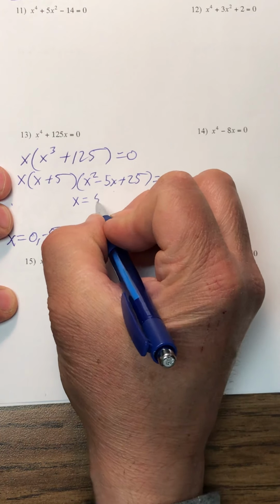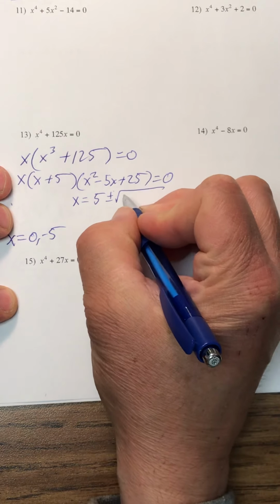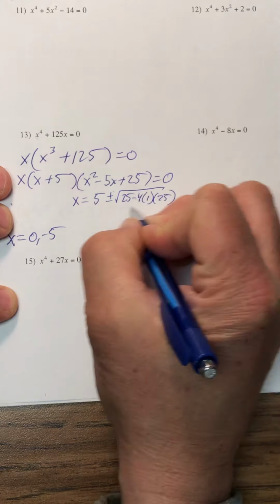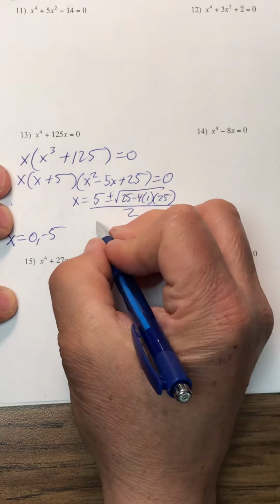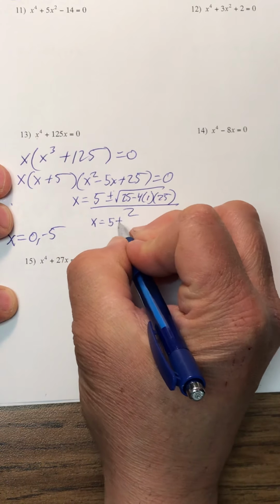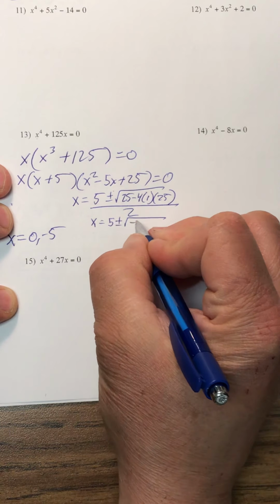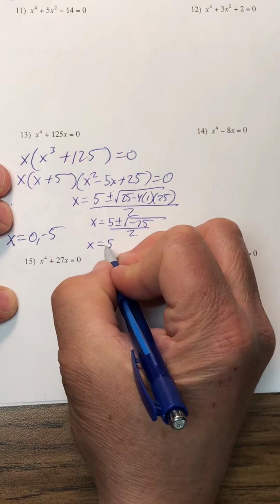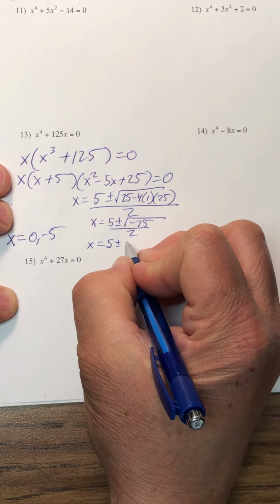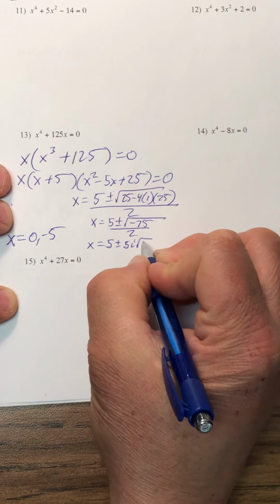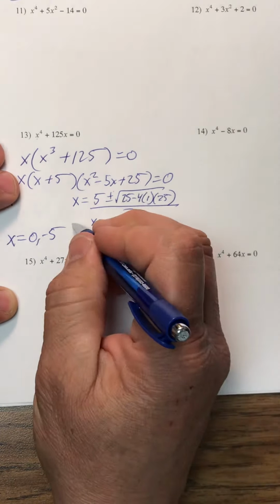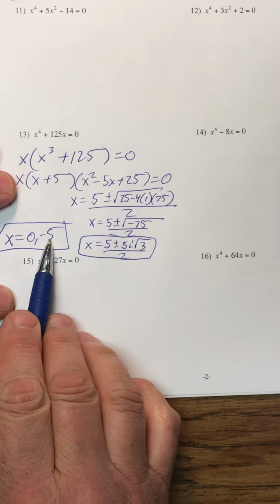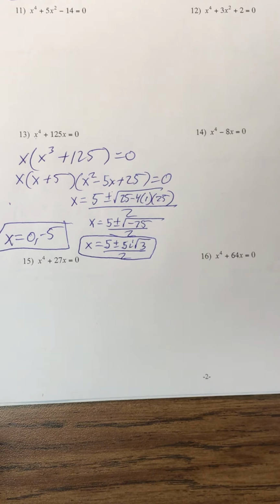So I use the quadratic formula: 5 plus or minus the square root of 25 minus 4 times 1 times 25, all over 2. So x is equal to 5 plus or minus the square root of negative 75, over 2, which if I simplify that is 5 plus or minus 5i square root of 3, over 2. So there are my 4 solutions: 0, negative 5, and then the 2 solutions that are imaginary.